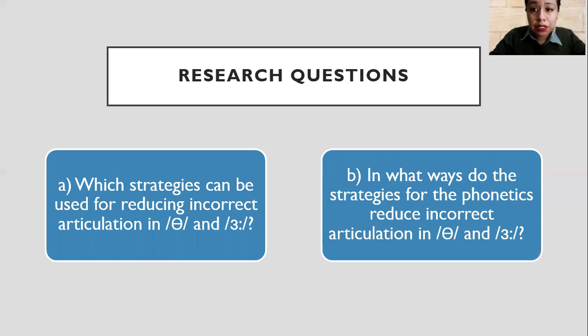The research is still in process, so the two research questions are: which strategies can be used for reducing incorrect articulation in th and and in what ways do the strategies for the phonetic reduce incorrect articulation in the two target phonemes? If the strategies reduce incorrect articulation, then students will be able to pronounce correctly. And it's also important to identify in what forms or ways these strategies help students in reducing articulation difficulties for the two target sounds.